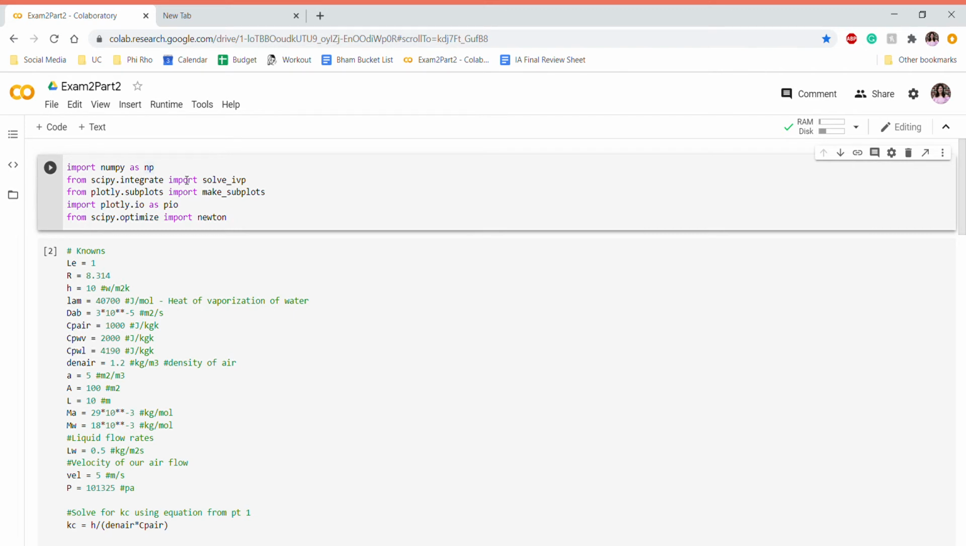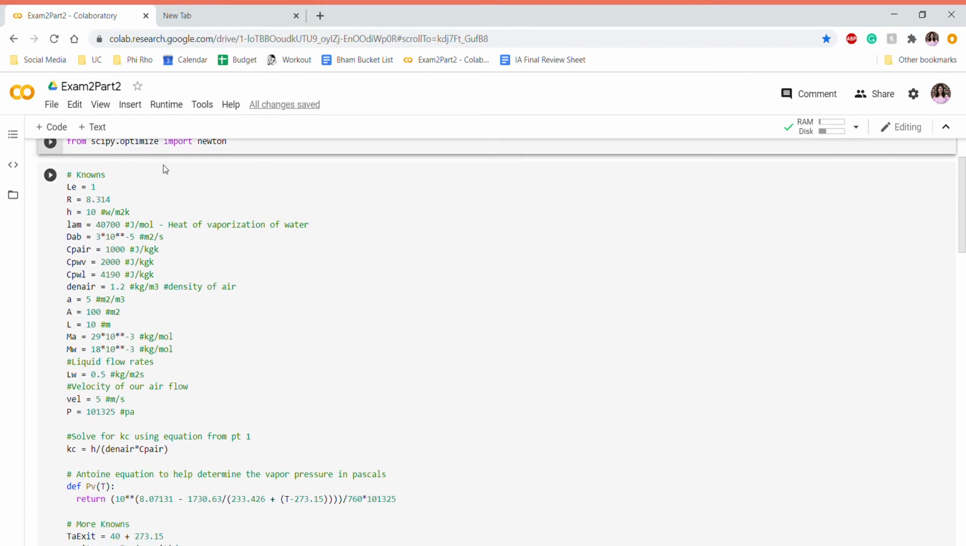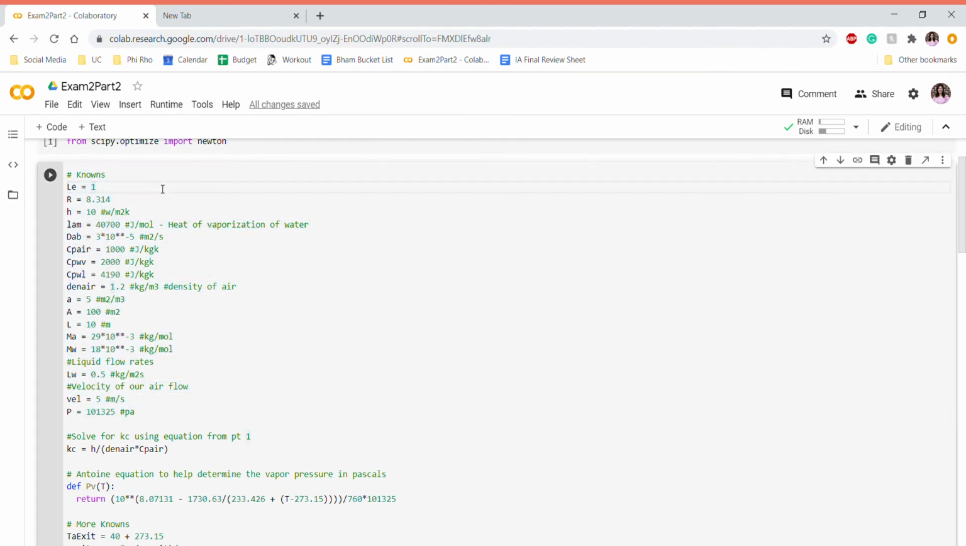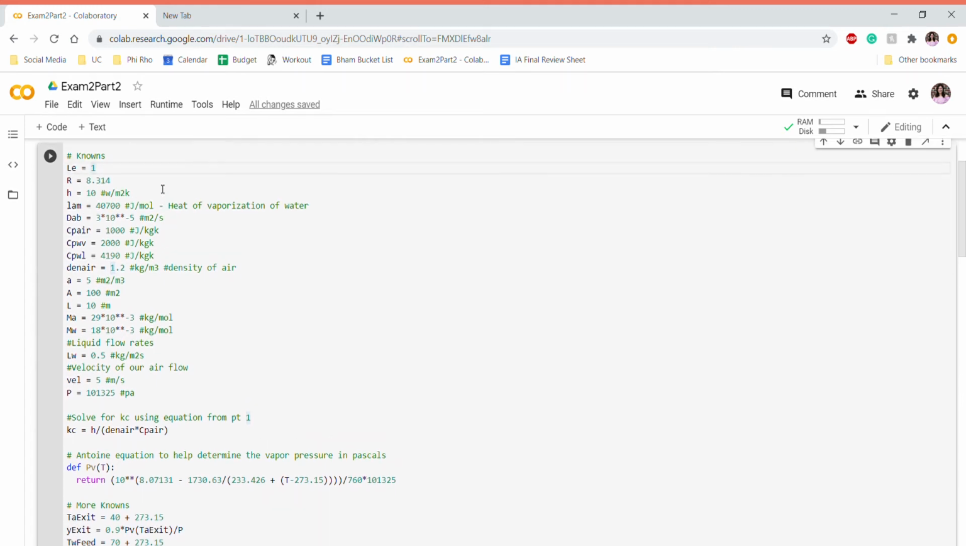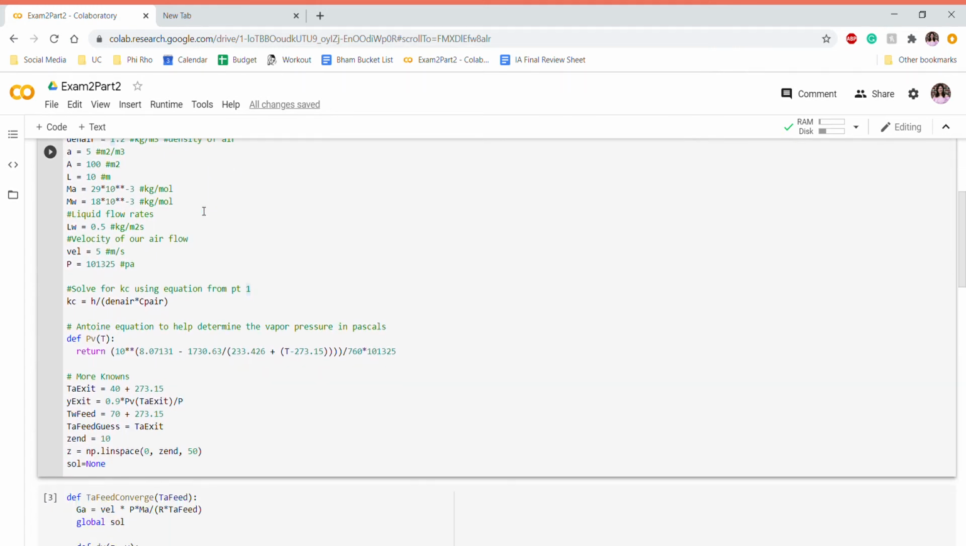needing to do this. So plots, and then this Newton, which is a root finding method that uses linear approximation and allows us to get the value that we're looking for, with the temperature of the air feed to converge. Next, I went through, and these are just a bunch of knowns that were given in the problem statement. And literature values as well.